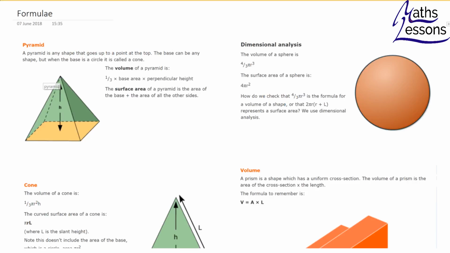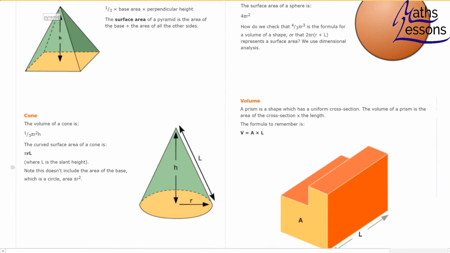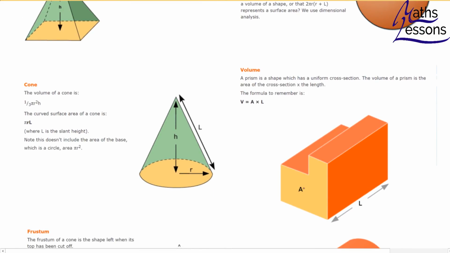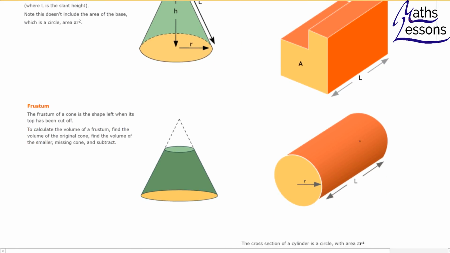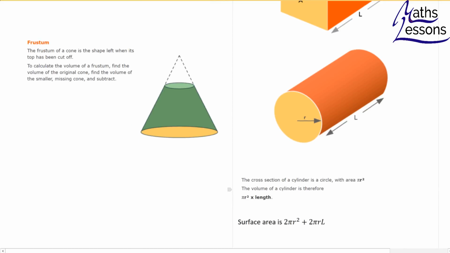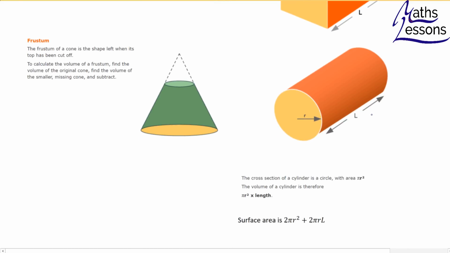First of all, you need to know all these formulae for pyramid, for cone, for spheres. For prisms, you need to know the volumes of prisms. You need to know what a frustum is, and you need to know cylinder, knowing that the area times the length will give you the volume.